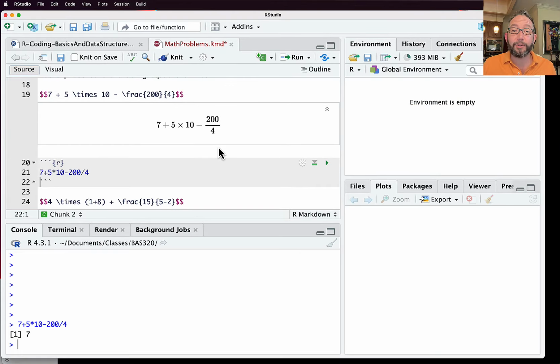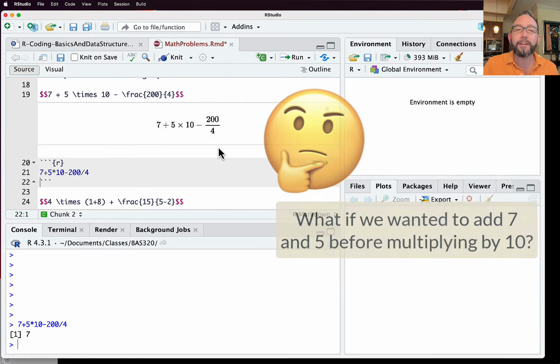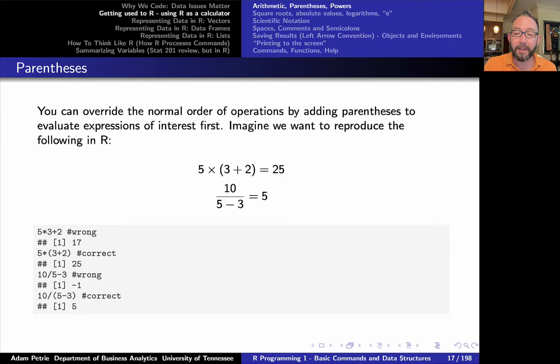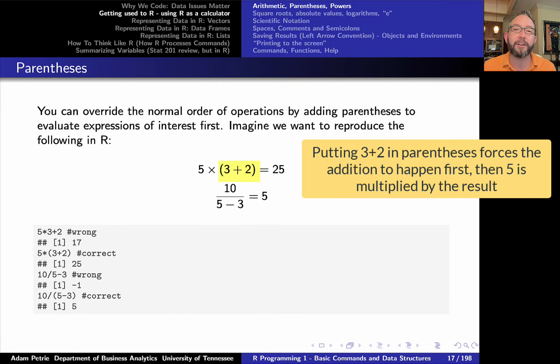So normally when we do evaluation of expressions, it's that multiplication and division first, followed by addition and subtraction. Well, what if we actually wanted to add the 7 and the 5 together first, and then multiply by that 10? Well, that's going to be the job for parentheses. So we'll be using parentheses a lot in this course, and parentheses allow us to force the evaluation of a certain expression before normally doing those PEMDAS rules.